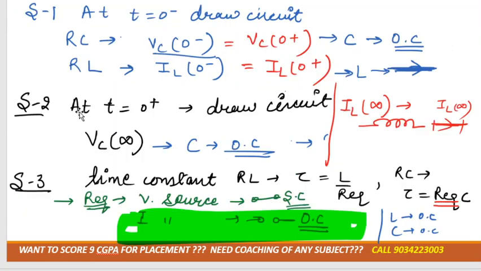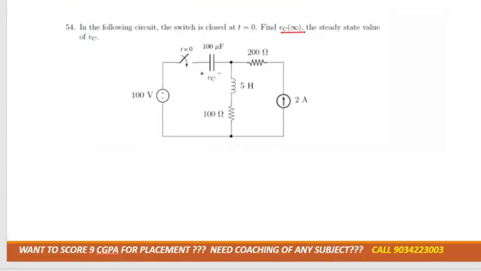So you have seen that for the capacitor as well as for the inductor, the steps are the same, right? Now in this case they are asking VC of infinity, the steady state value, basically VC of t. So how will we get VC of t? First of all we need to calculate VC of 0 minus, at t equal to 0 minus. Tell me, at t equal to 0 minus, is the switch closed or opened?